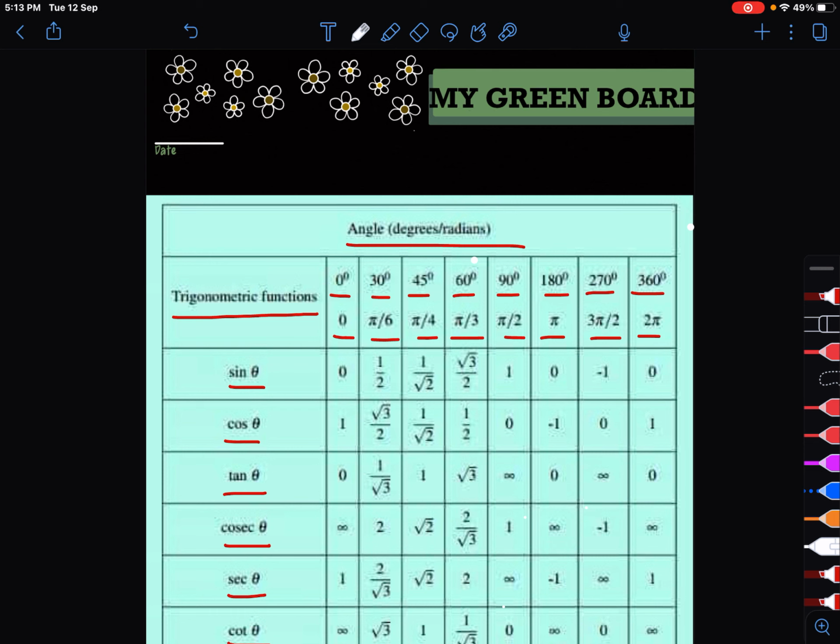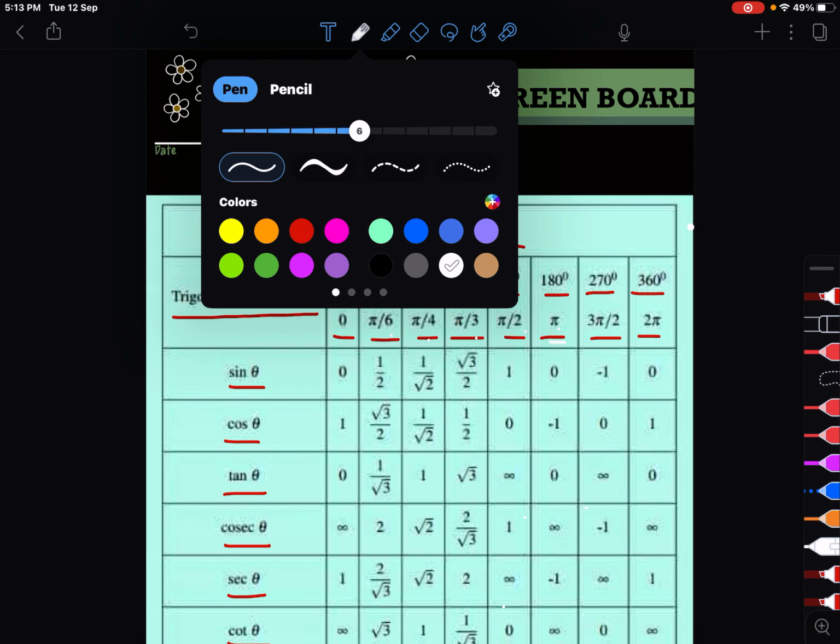And I have just put the trigonometric functions, their degrees along with the radians. These are the degrees and these are the radians. I have put the radians so that it will be easy for you to follow.